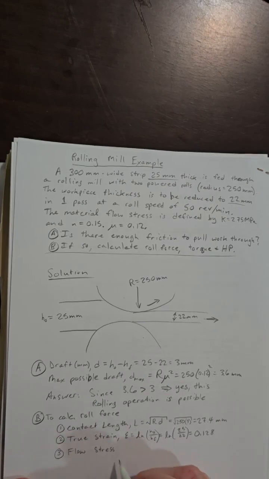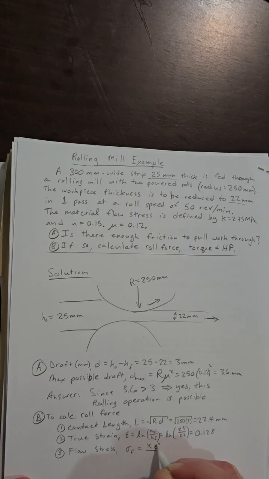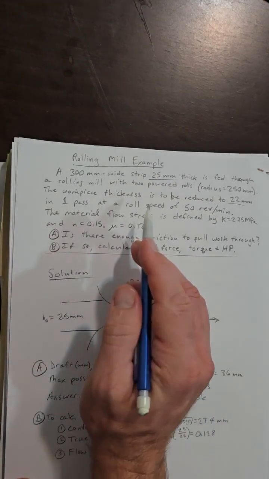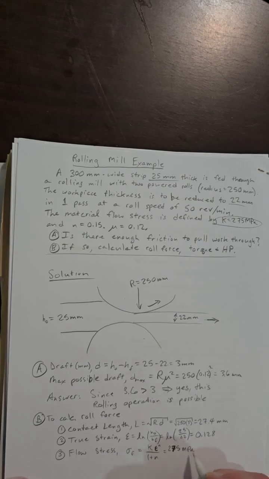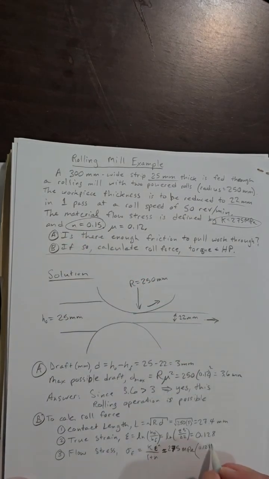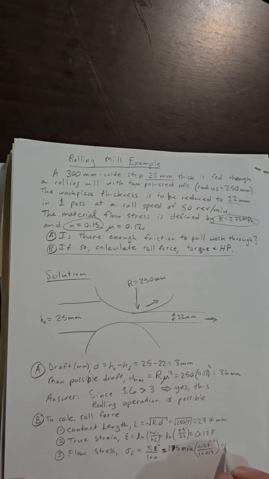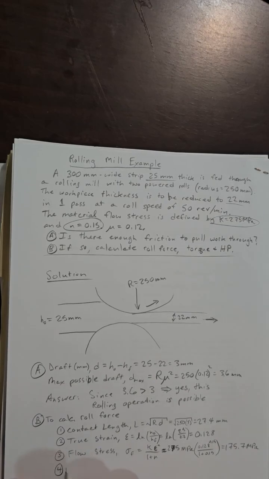The third thing we need to know is the flow stress. There's an equation that we have for flow stress. It says sigma f equals K times strain to the n power over 1 plus n, where the strain is what we just solved for. And the K was given up here, 275. That's going to be the units that come out of this equation. 275 MPa times 0.128 to the n power, which is 0.15, over 1 plus 0.15. Do that math and you get 175.7 megapascals.